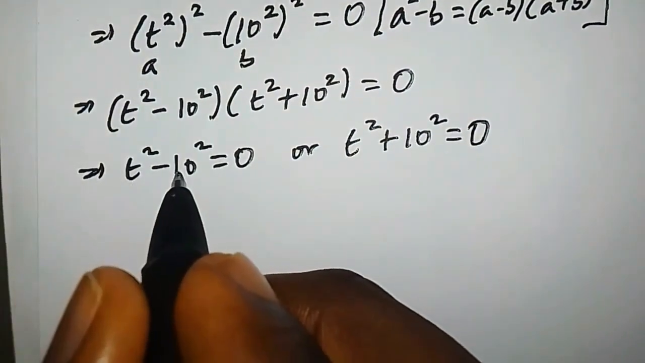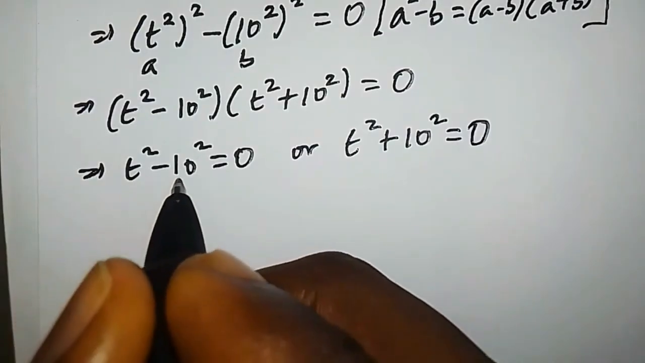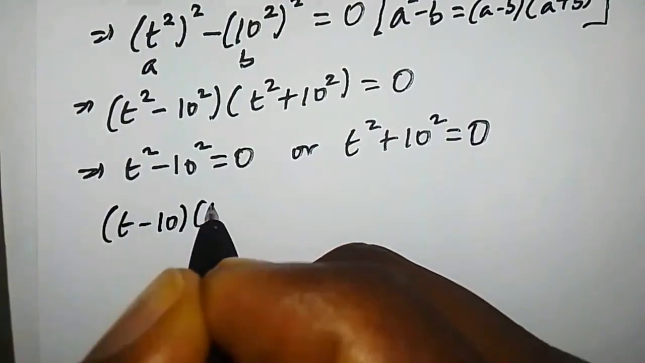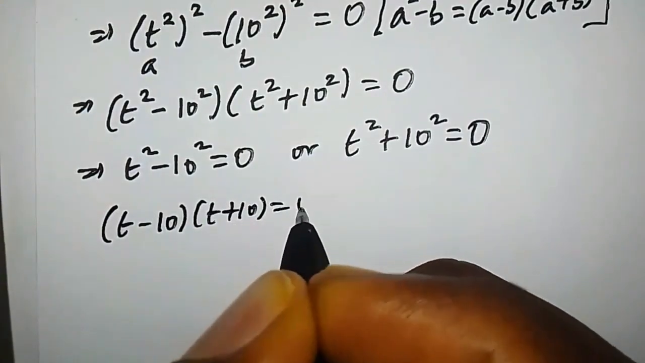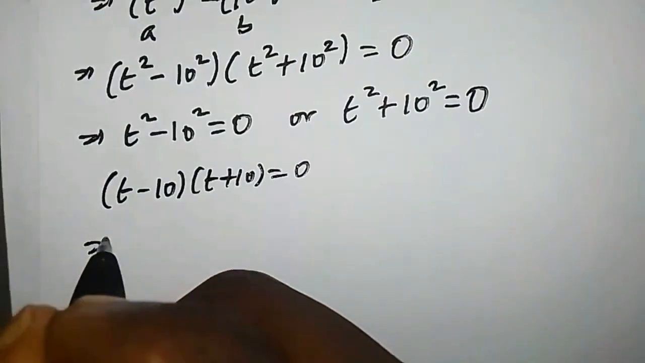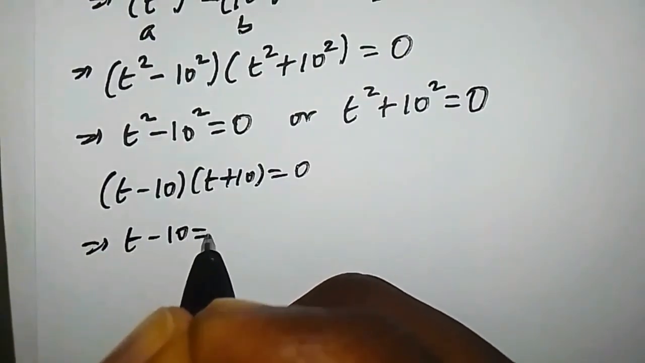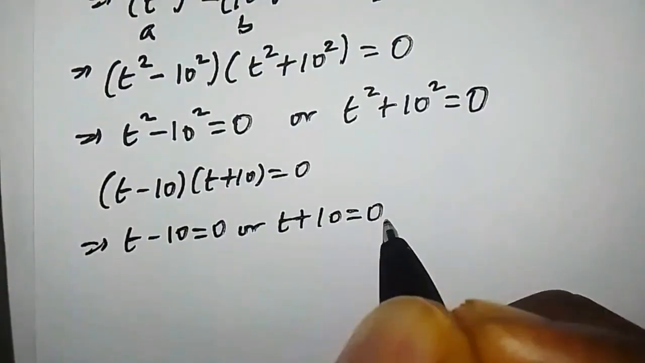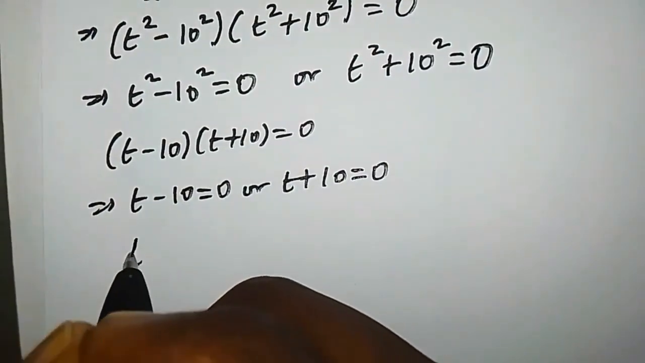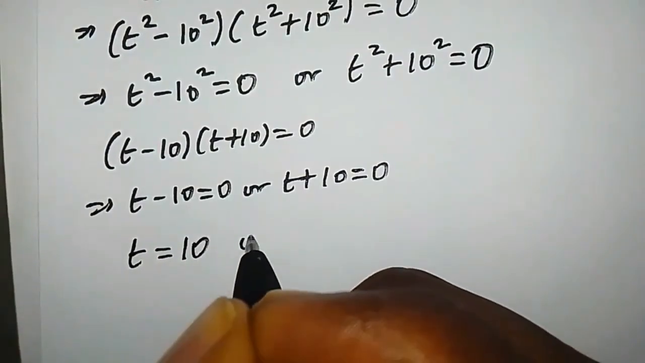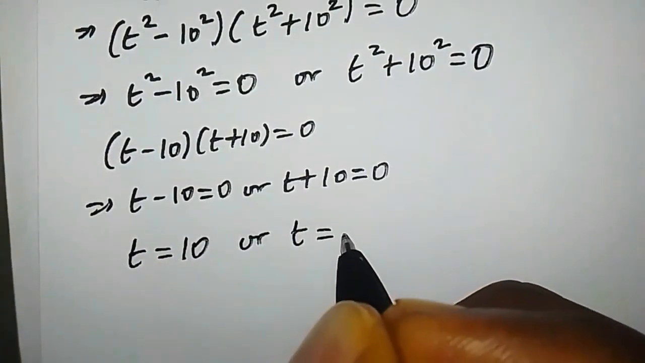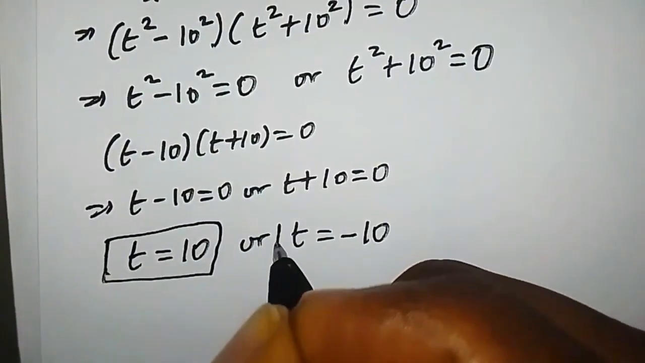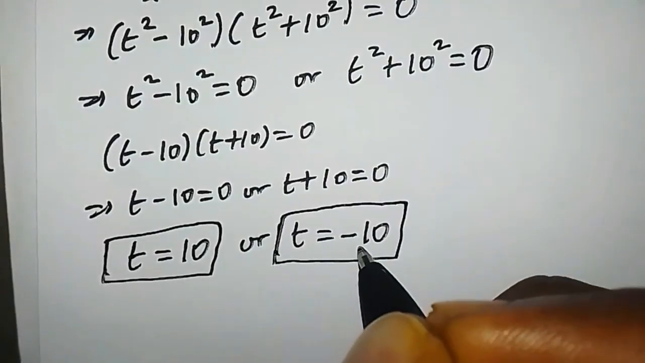Let us consider this first. t^2 minus 10^2 could be written as (t minus 10) times (t plus 10) equal to 0. This means that t minus 10 is equal to 0, or t plus 10 is equal to 0. Clearly, t is equal to 10, or t is equal to minus 10. These are the real solutions. t equals 10 or negative 10.